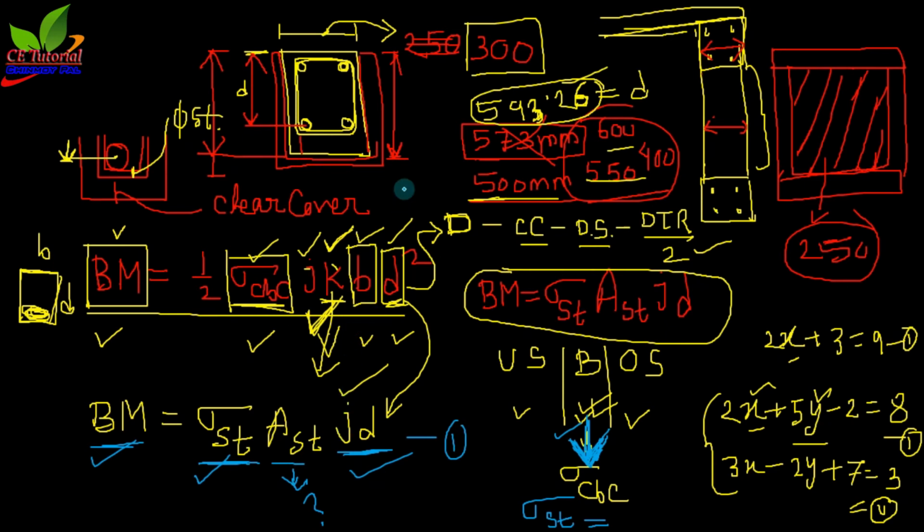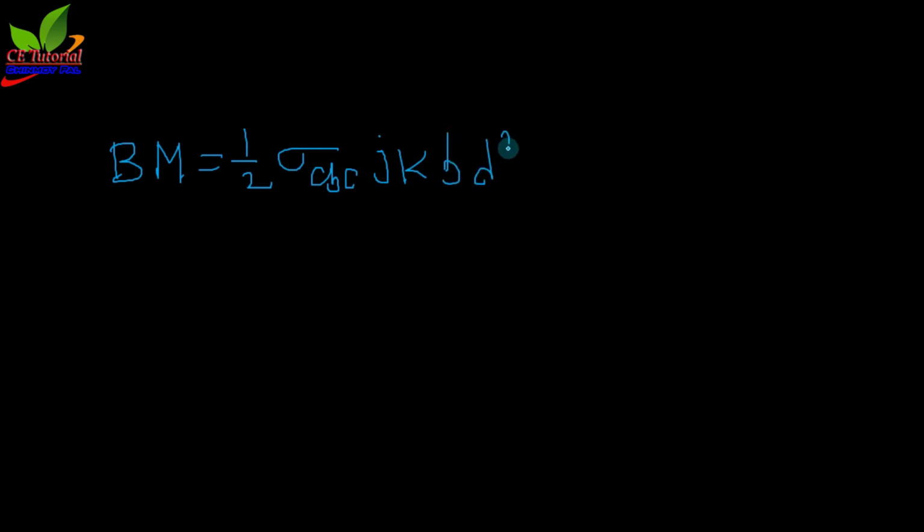So how can we design a particular beam section? Now let me clear it. Bending moment equals half sigma CBC JK BD square, and bending moment equals sigma ST AST JD.